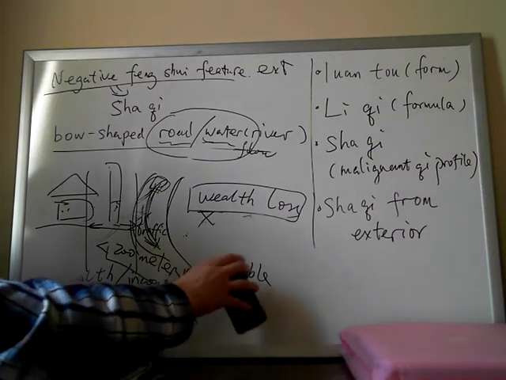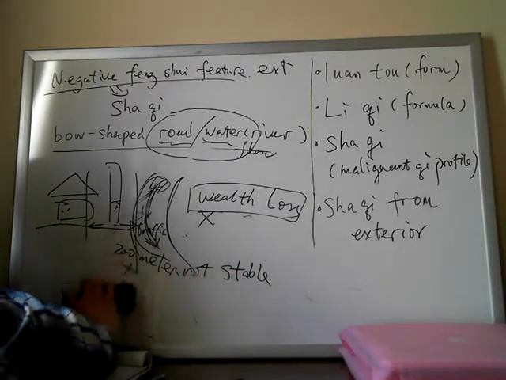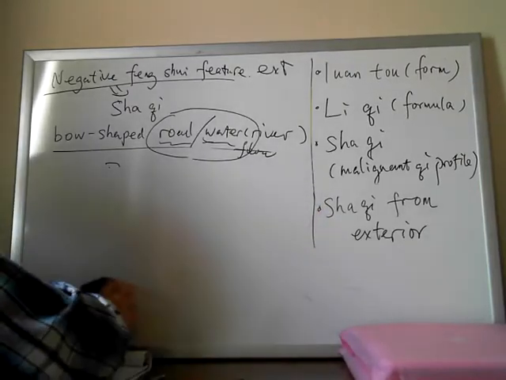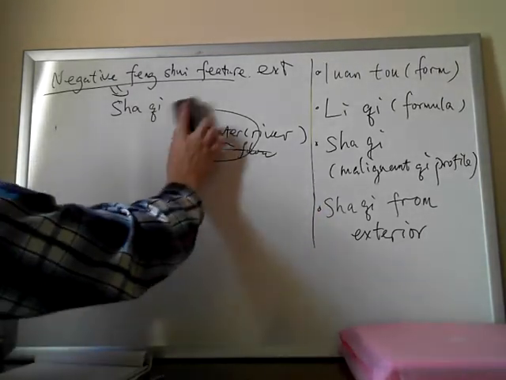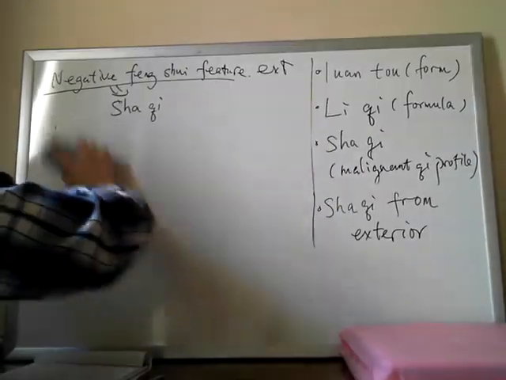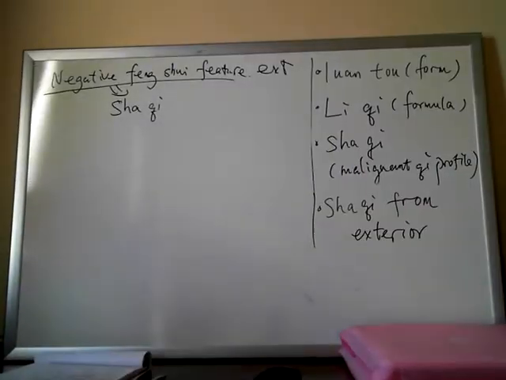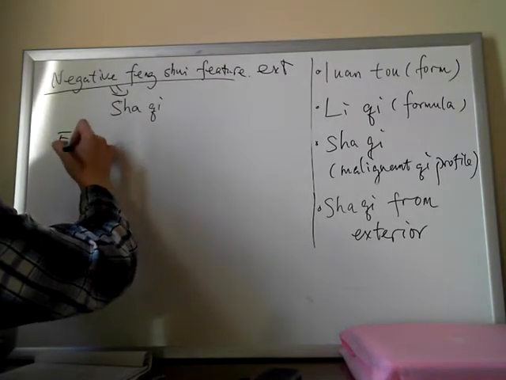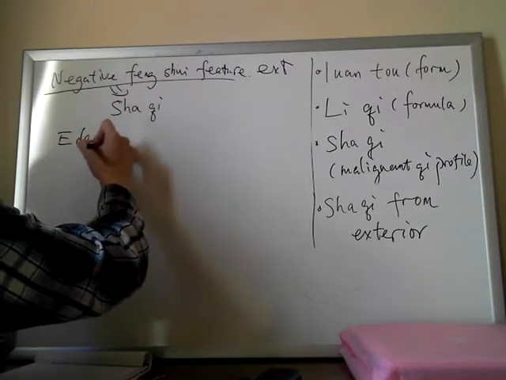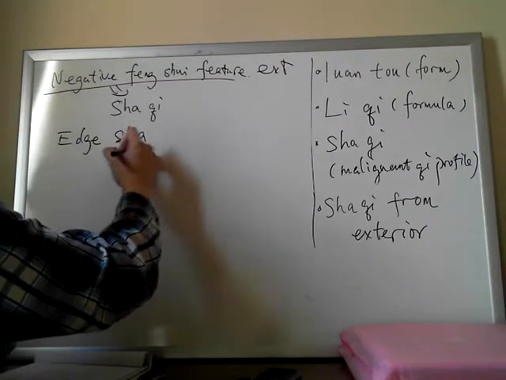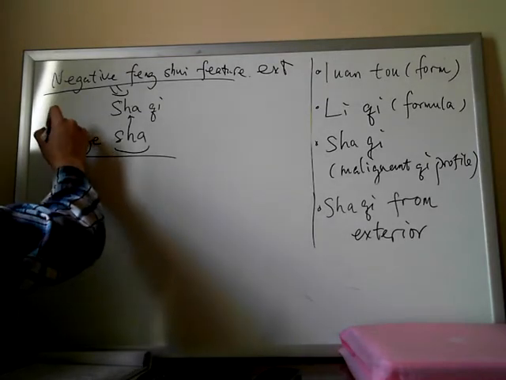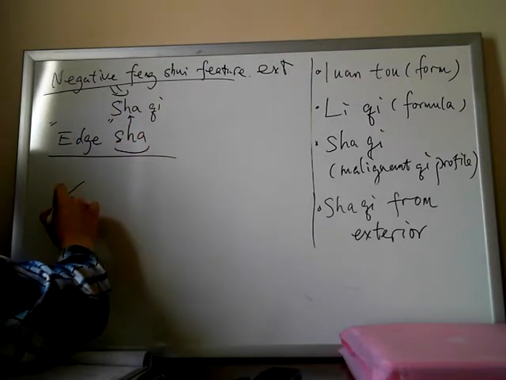That's the first example, and let's go to the second one. The second one is the cutting edge, the sha qi here. So what is that? An edge. You have a house. This is your house.